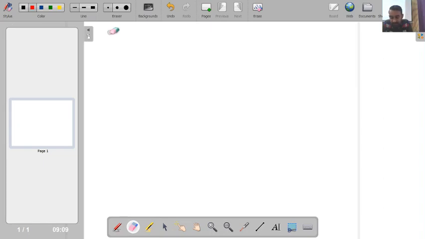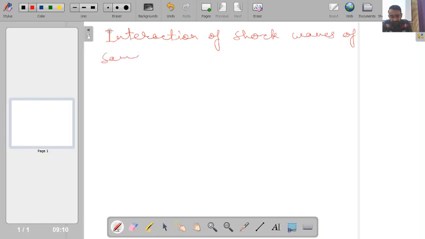Today we will start with interaction of shock waves of the same family. So what we will try to do is consider here the left running shock waves, and if you do remember, I have already started the portion on left running shock wave.